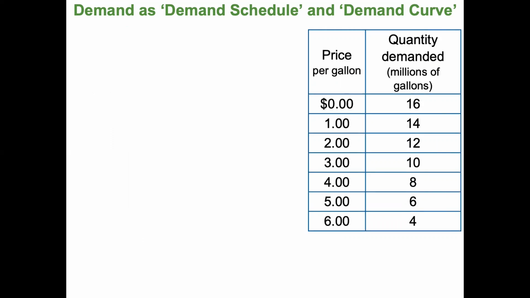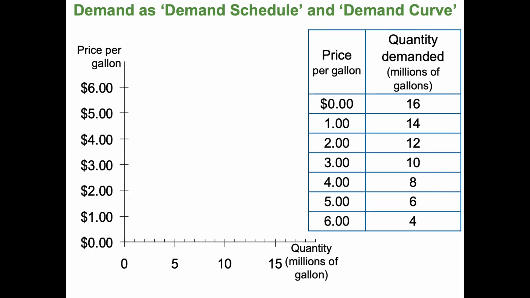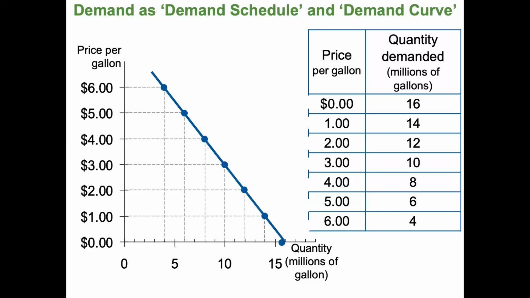Demand shows the relationship between the price of a good and quantity demanded. It can be represented with a demand schedule or a demand curve, a graph with price on the vertical axis and quantity on the horizontal axis. Let's draw the demand curve for gasoline. When gasoline is priced at $0, quantity demanded is 16 million gallons. When the price goes up to $1 a gallon, quantity demanded falls to 14 million gallons. When you plot and connect all the points, you get a downward sloping demand curve.